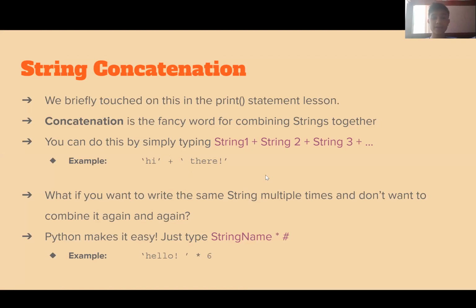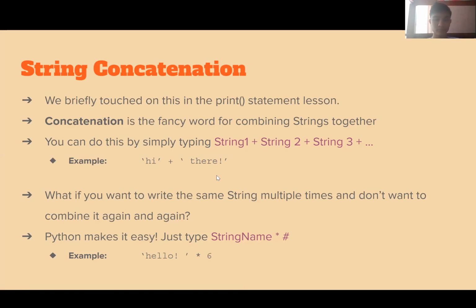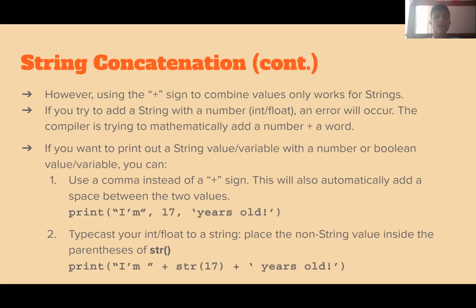So hi plus there, in a print statement, would print out hi there. And if you want to write the same string multiple times and you don't want to have to write it again and again, you can just do hello times 6. However, when you use the plus sign to combine values, it only works for strings. If you try and do this with integers or floats, an error will occur.